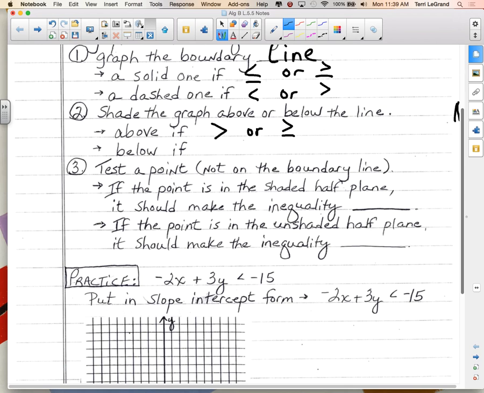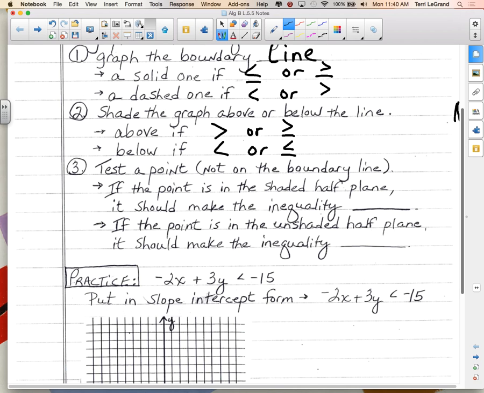In other words, the shaded part is where a whole bunch of the solutions also reside. And then we shade below if what symbols are in our inequality statement? Less than or less than or equal to. Is less than. So below, if the temperature gets less than it was, it decreases, it goes down. So is less than or is less than or equal to, either of those symbols would indicate that you should shade below your boundary line.